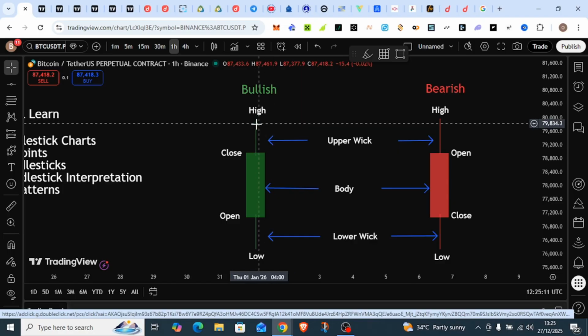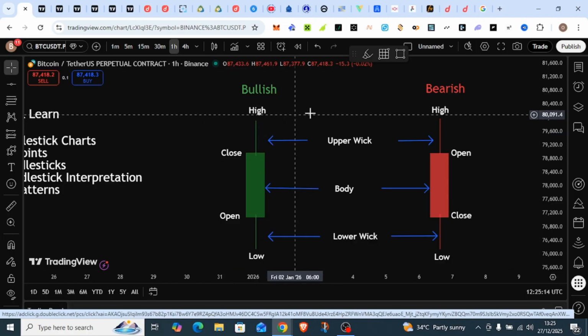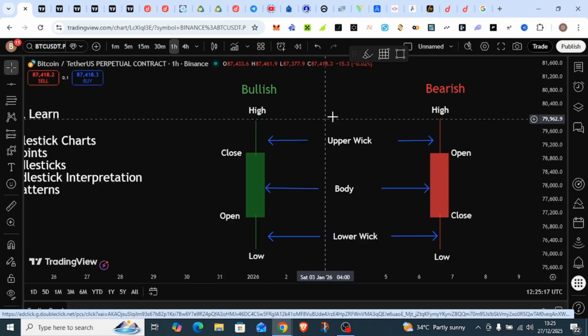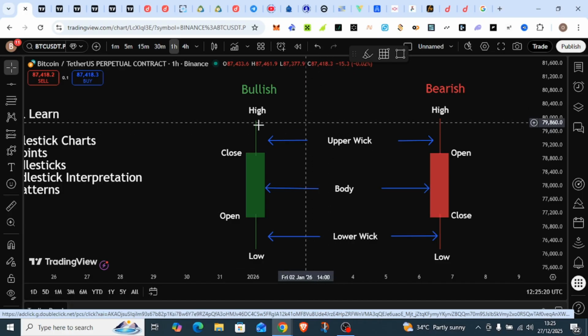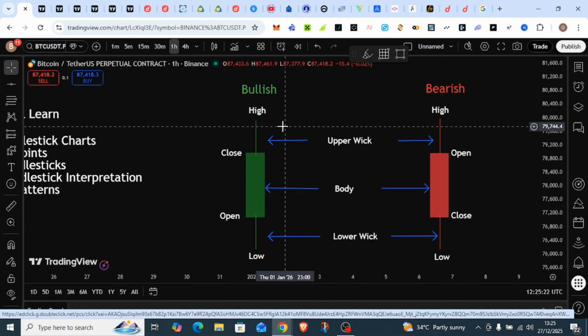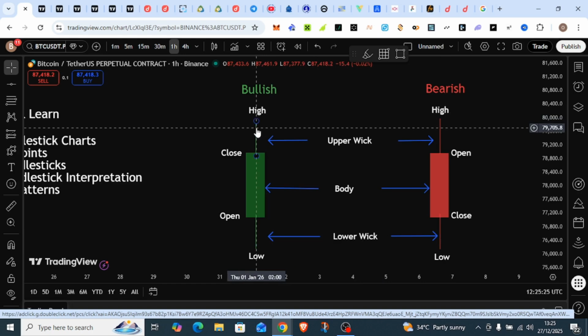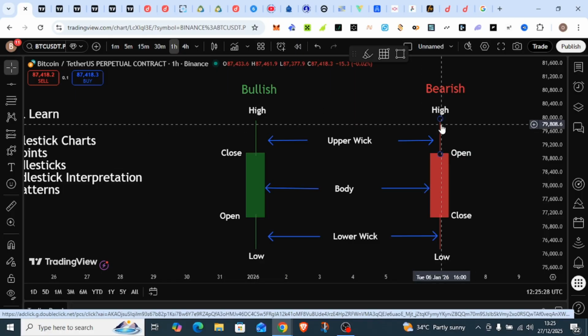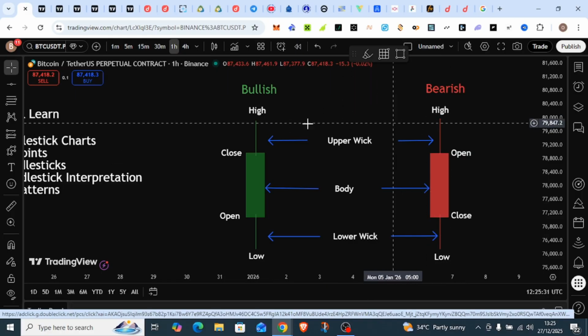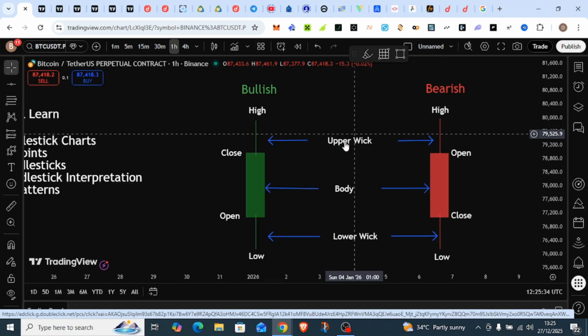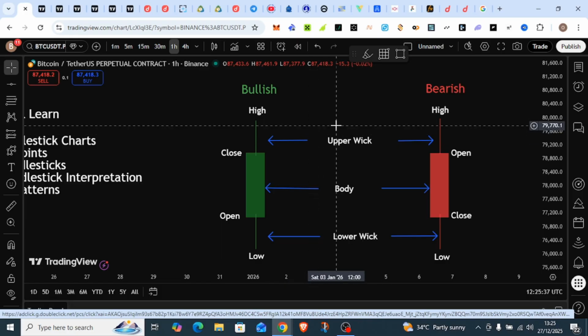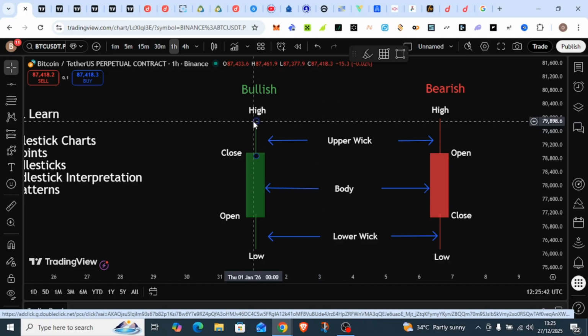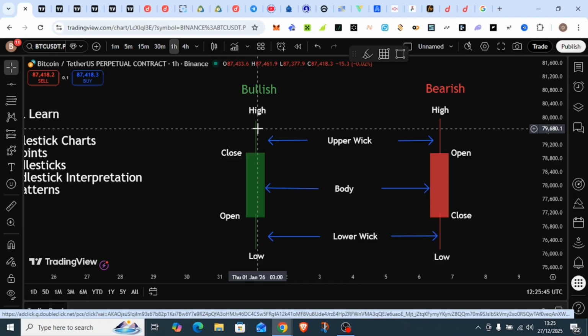Here is the wick, this upper part. Wick can also be called shadow. So this one and this one are 2 wicks. The wick of the bullish candle and the wick of the bearish candle. So these two now are the wicks, the upper wick. Then how do you define a wick? You can see that this wick is just the thin line above and below the body, showing high and low.